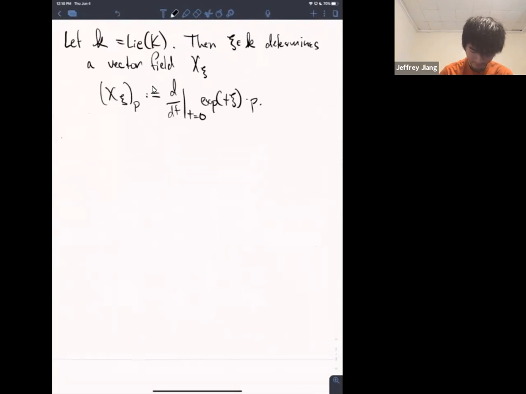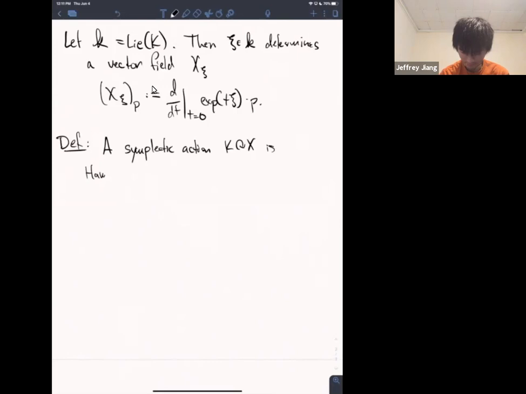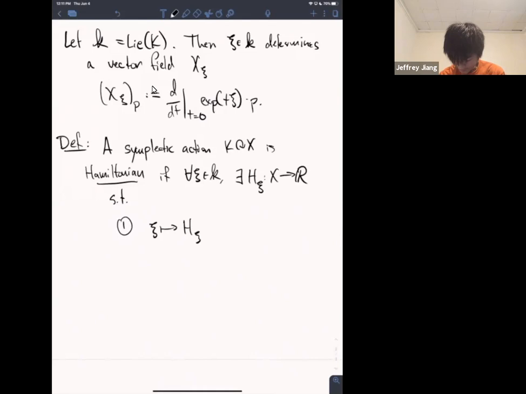Okay, so definition: a symplectic action of K on X is Hamiltonian if for all Lie algebra elements xi in k, there exists a function, I'm going to call H sub xi, from X to R, such that one, the mapping from xi to H of xi is K equivariant. So the action on here is the adjoint action. And then the action here is precomposition by translation.